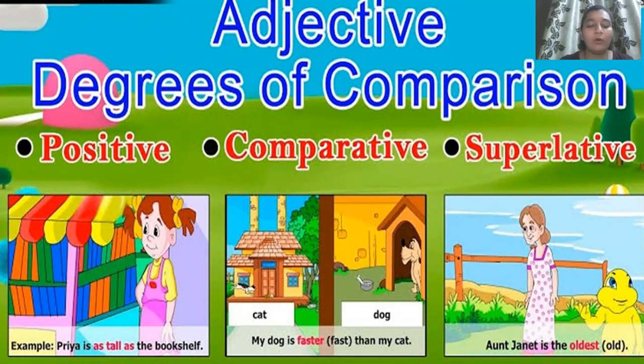We came to know that we have three kinds of degrees of comparison, starting from positive, comparative and superlative. In the last class, we have seen two kinds of degrees, which were positive and comparative. Let's just have a quick revision of what we have learned.